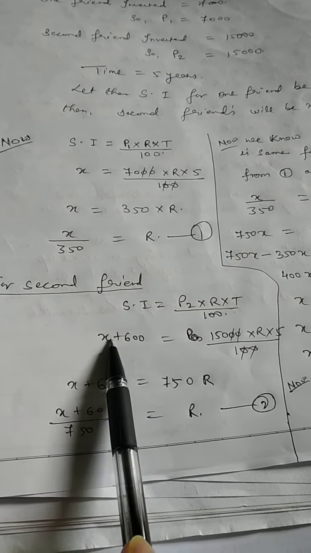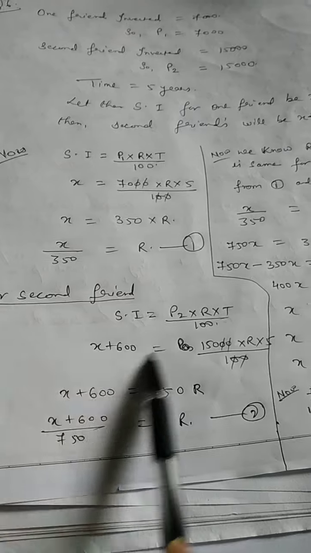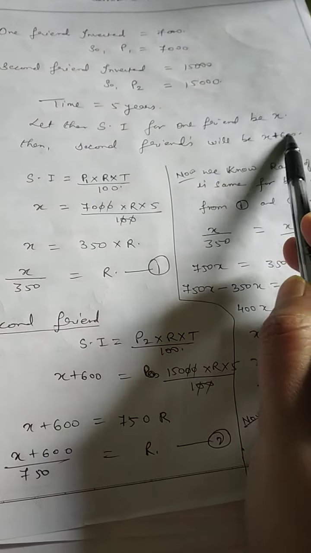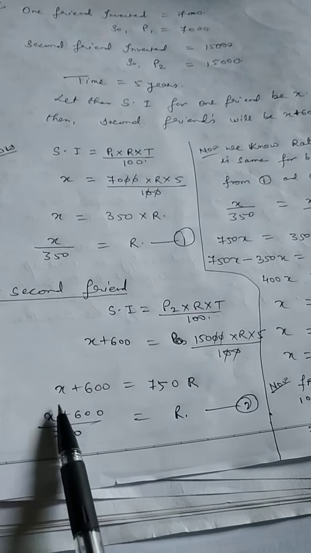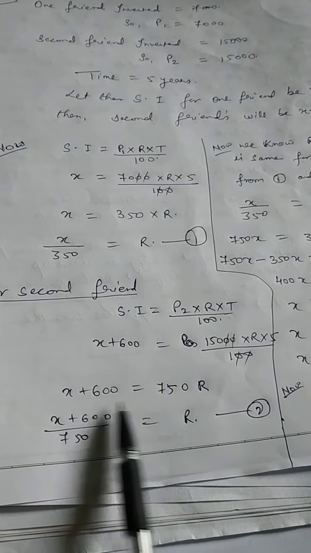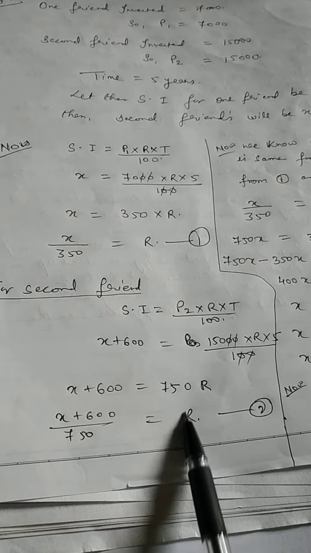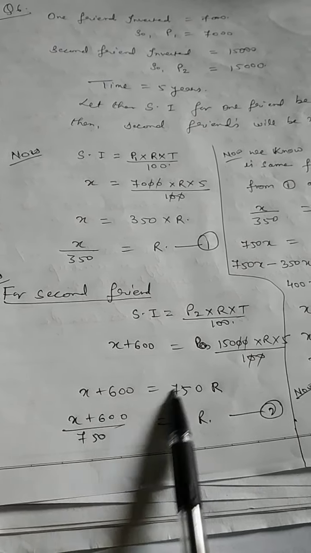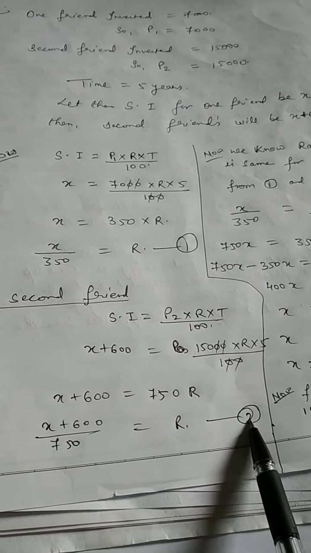And this side is X plus 600, because the simple interest for the second friend is 600 more than the first friend according to the question. So we will write it here. Now the R value again we will take out this side also. X plus 600 by 750. This will come in divide. Let it be equation 2.